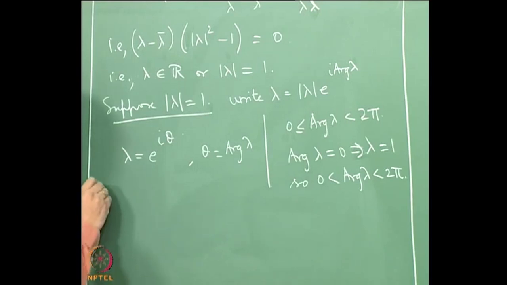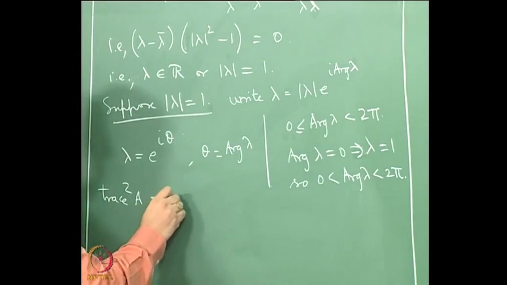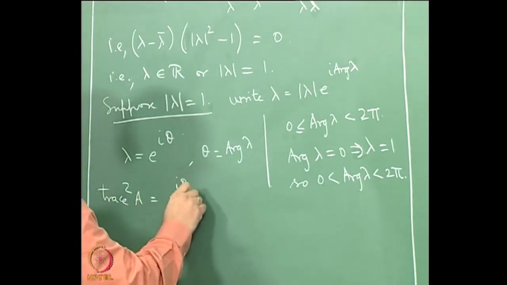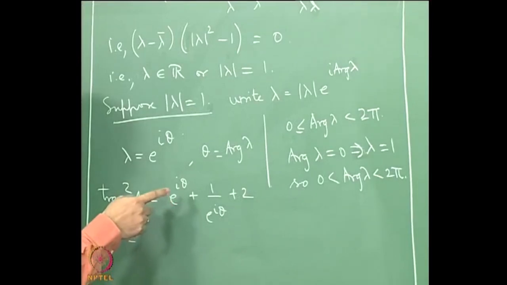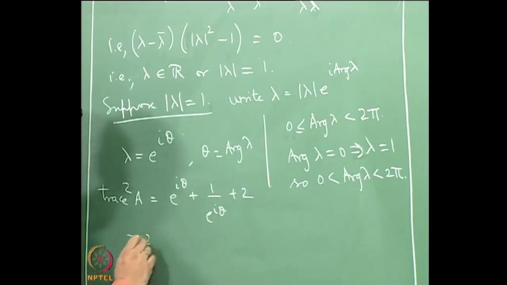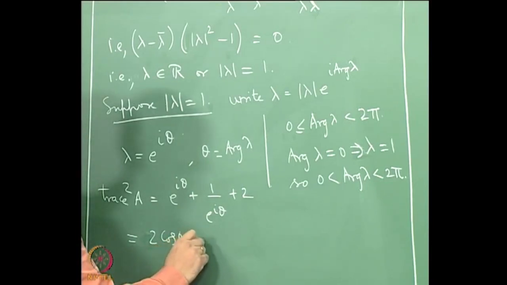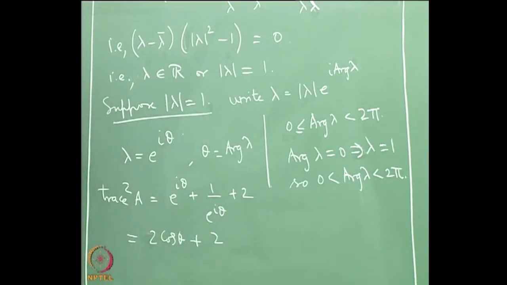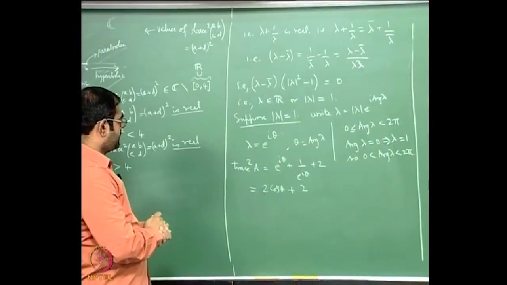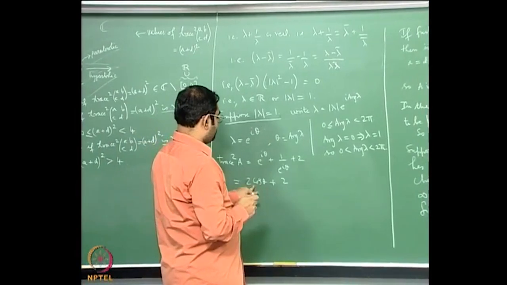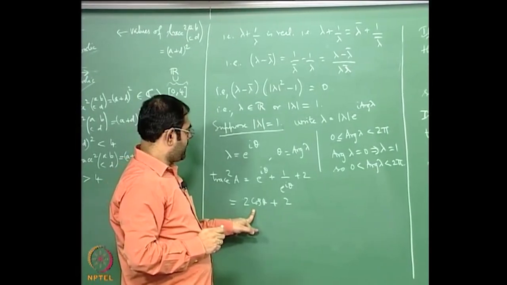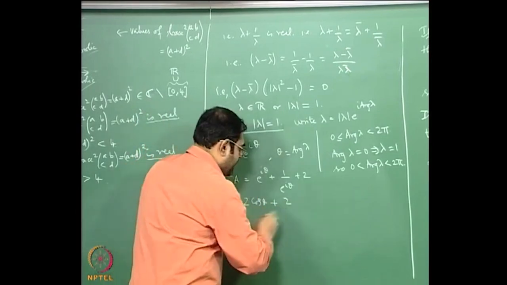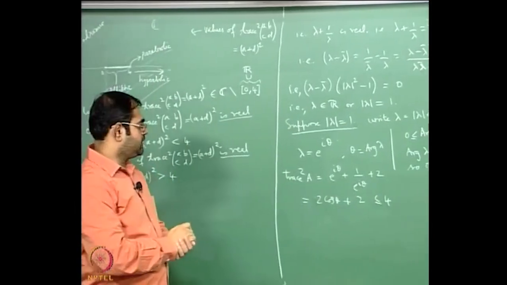And look at that quantity, trace squared A. It is just e power i theta plus 1 by e power i theta plus 2, okay. By de Moivre's formula, this is cos theta plus i sin theta, and this is cos theta minus i sin theta. So I will get 2 cos theta minus 2 plus 2, alright. And you see this quantity, cos theta is bounded by 1, alright. So the first thing I just want to say is that in any case this is less than or equal to 4, okay.